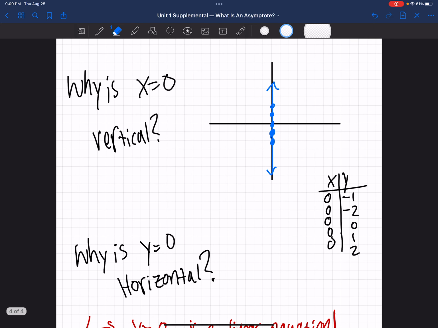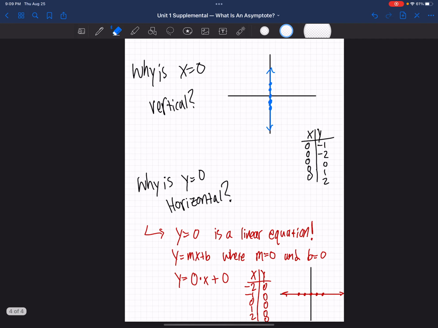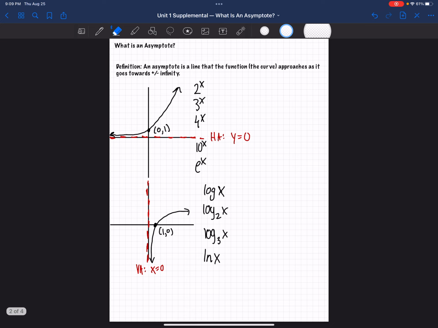Okay. I'm done talking about this. I hope this is helpful. I hope this was informative on what an asymptote is and helpful in your future understanding.